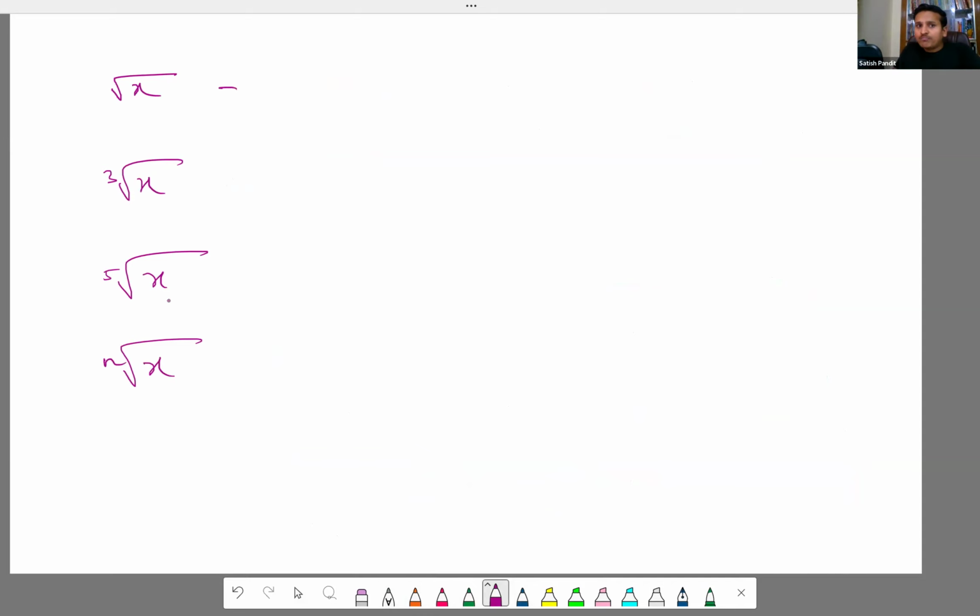So square root means the power will become half. Cube root means the power will become 1 by 3. 5th root means the power will become 1 by 5. Nth root means it will become power 1 by n. Okay. Now, whenever we are finding polynomials, we look at the power of the variable, right? Here, the power of the variable is half. Half is not a whole number.